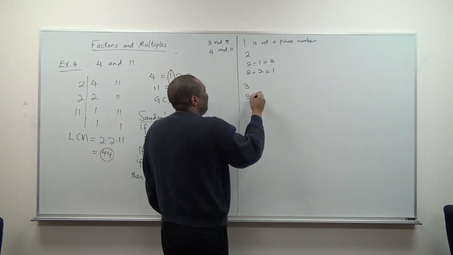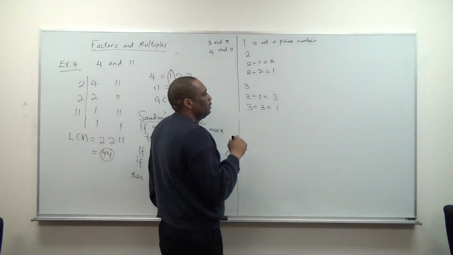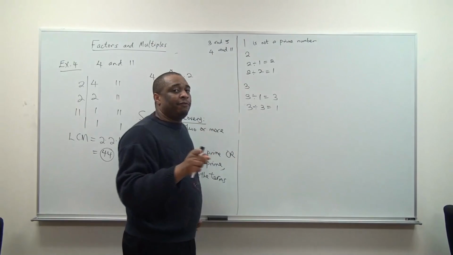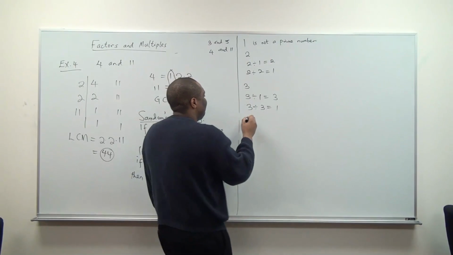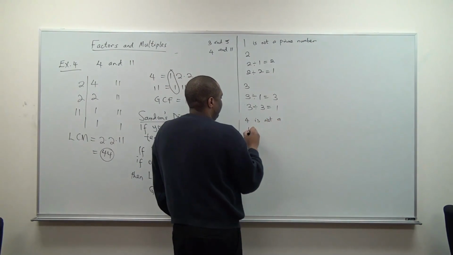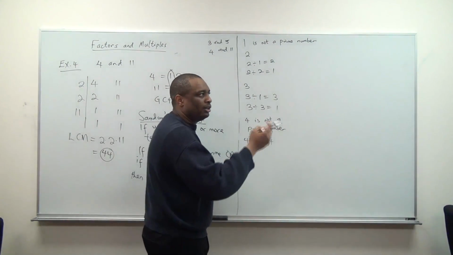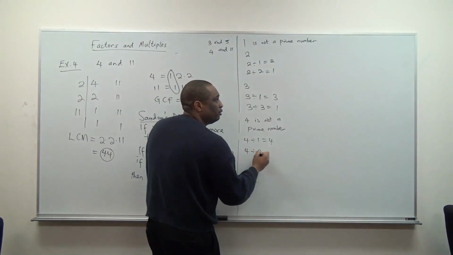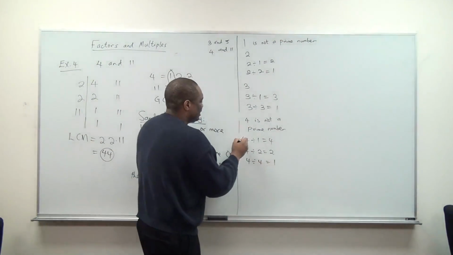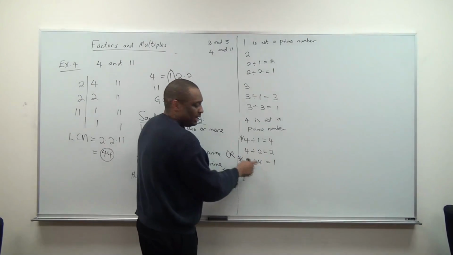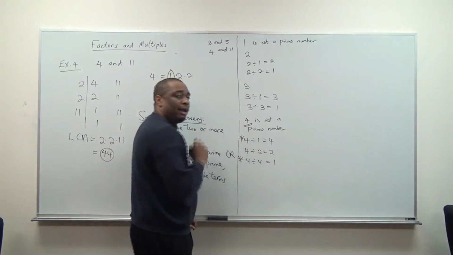If you look at 3, 3 divided by 1 will give us 3. 3 divided by 3 will give us 1. Any other number, if you do 3 divided by 4, you get a remainder, a decimal. So 3 is a prime number. Now if you look at 4, 4 is not a prime number. 4 divided by 1 is 4, that is good, one condition has been satisfied. 4 divided by 2 is 2. 4 divided by 4 will give us 1. So this condition is satisfied, but 4 can also be divided by 2 to give you 2. Because of that, 4 is not a prime number.